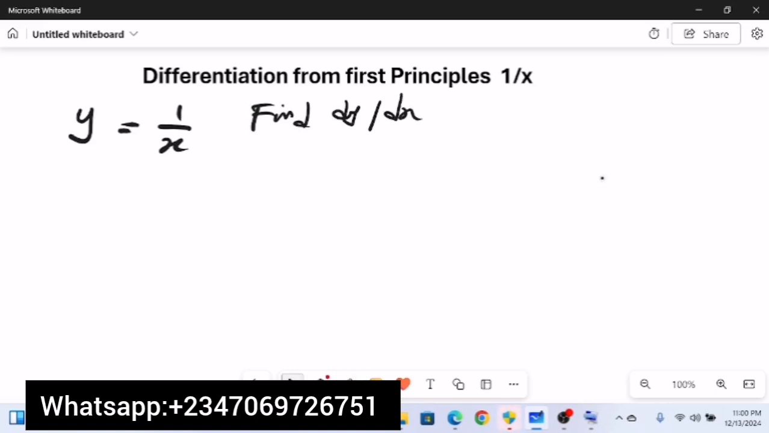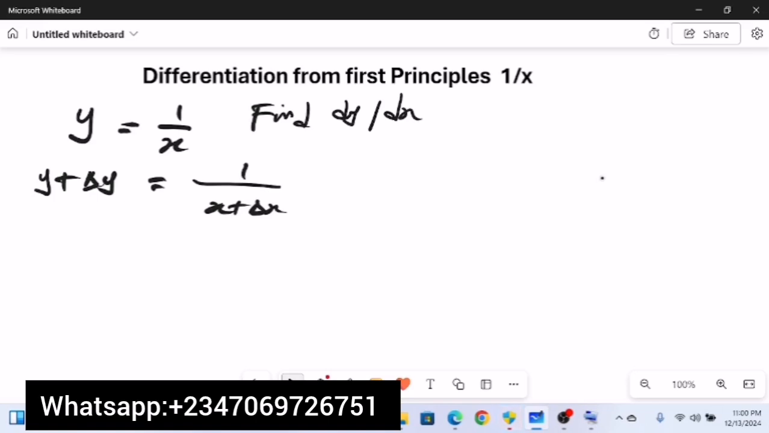Now to do this, the first thing you do is increase y by a change in y, and that will also cause an increase in x by a change. So we are going to have y plus change in y. You increase y by change in y. That means you're also going to increase x by change in x. So you have 1 all over x plus change in x.